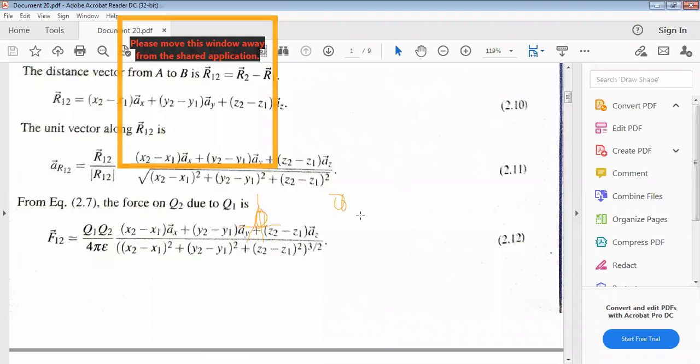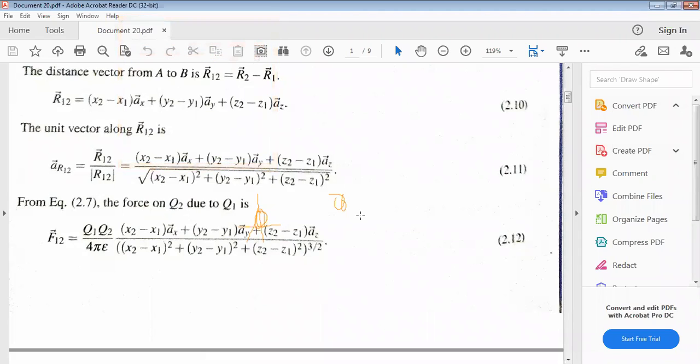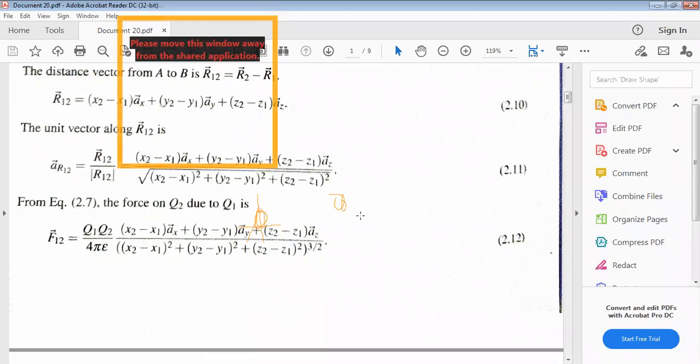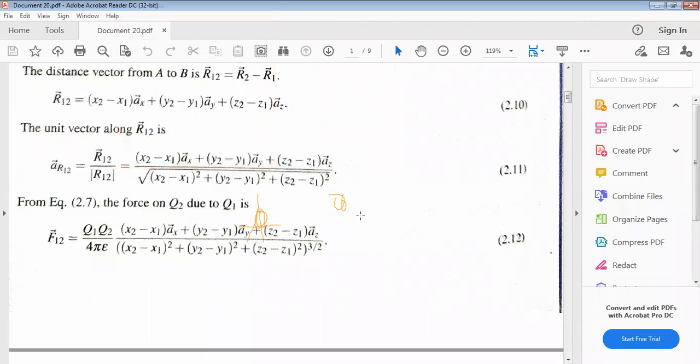According to Coulomb's law, what is the attraction or repulsion force between the point charges Q1 and Q2? From the fundamental relation, F equal to Q1 Q2 by 4 pi epsilon naught into the unit vector along the R12 direction. F equal to Q1 Q2 by 4 pi epsilon naught R square into aR12. That is the fundamental relation we derived in the main derivation, right?